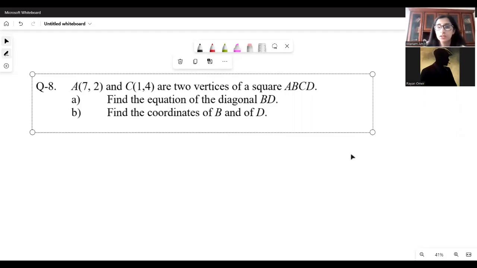Question number 8. How did part A go? क्या किया part A में? Find the equation of the diagonal BD.